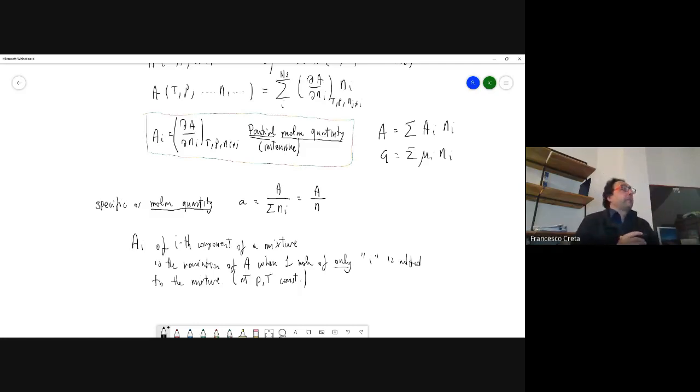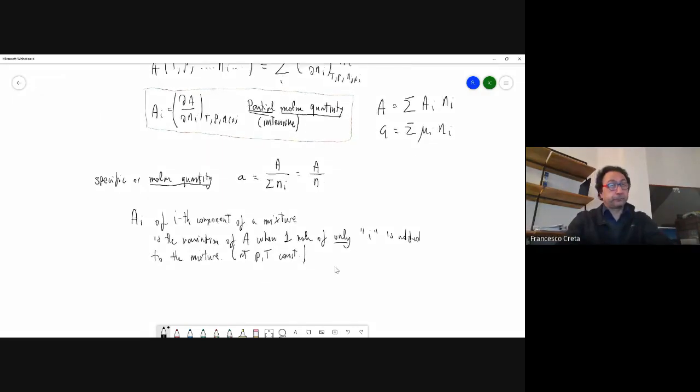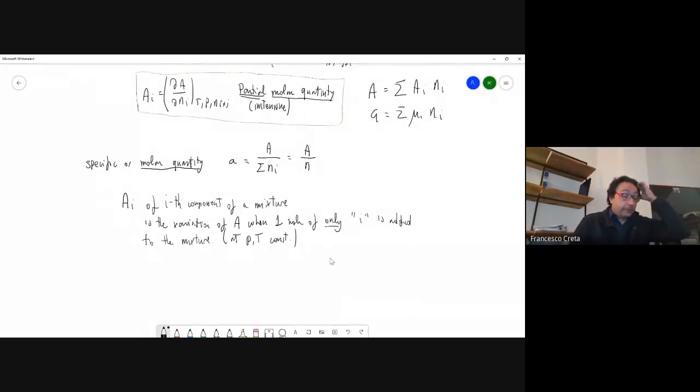It could be, for example, a mixture of hydrogen, oxygen, and water. We're only adding water, for example. So all the other components stay constant. Now, I hope you realize that this is really fundamentally different from this quantity here, which is the molar quantity.